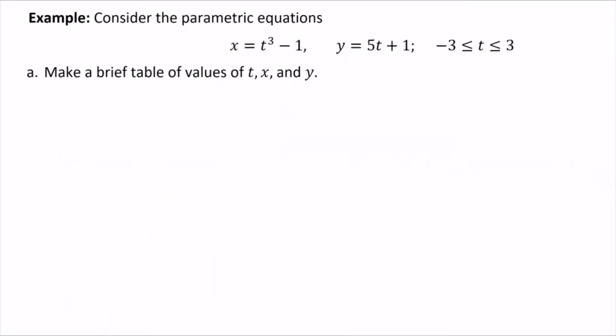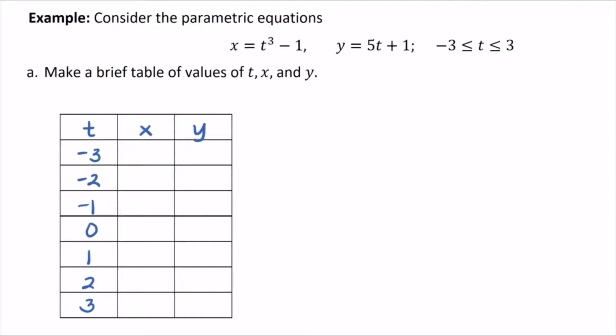First, Part A asks us to make a brief table of values of t, x, and y. Since negative 3 is less than or equal to t is less than or equal to 3 for our parametric equations, it is reasonable to determine x and y for all integer values of t between and including negative 3 and 3. That is, t equals negative 3, t equals negative 2, t equals negative 1, and so forth, all the way up to t equals 3.